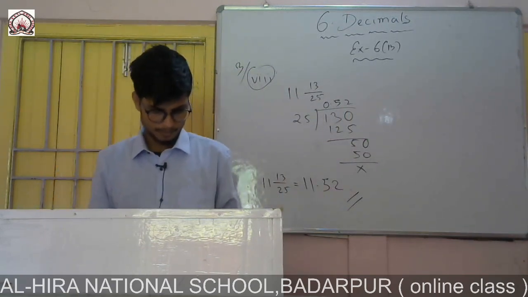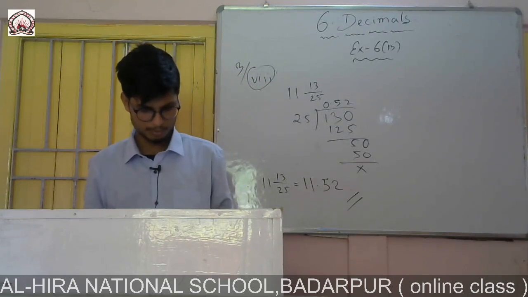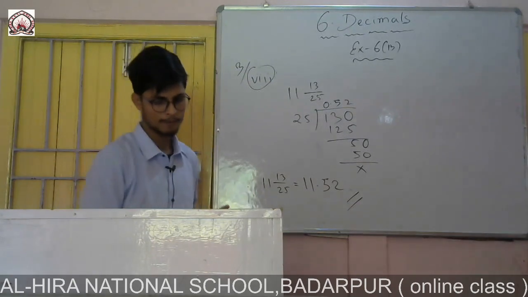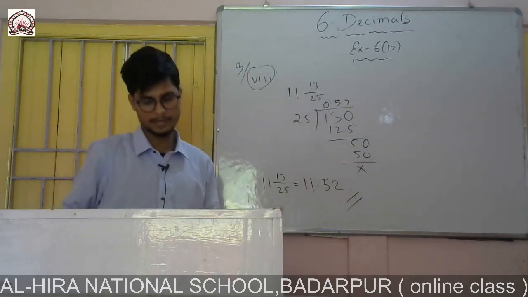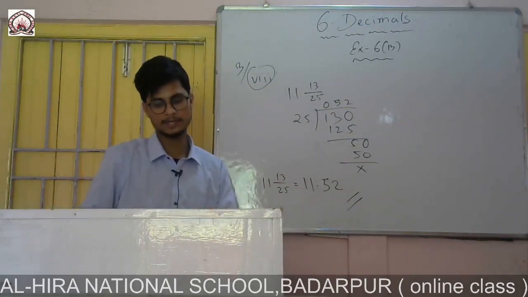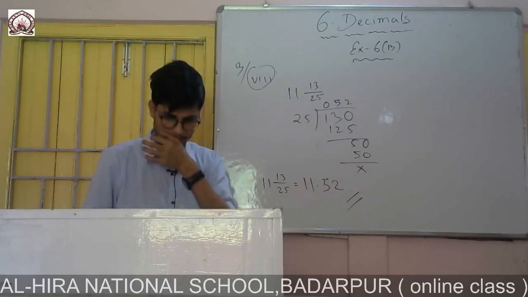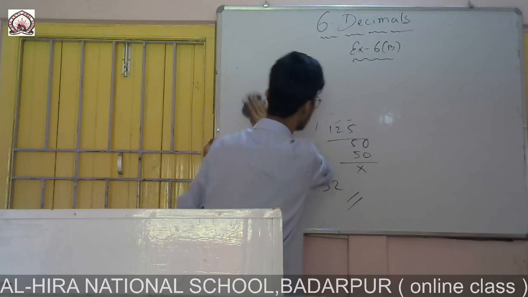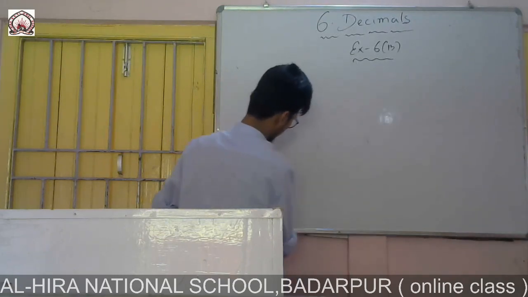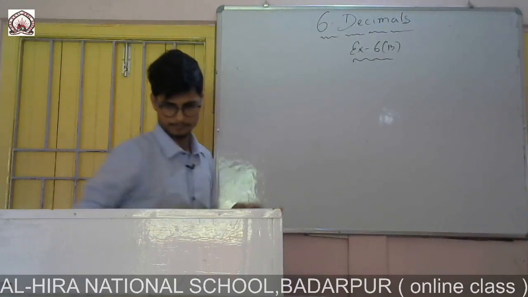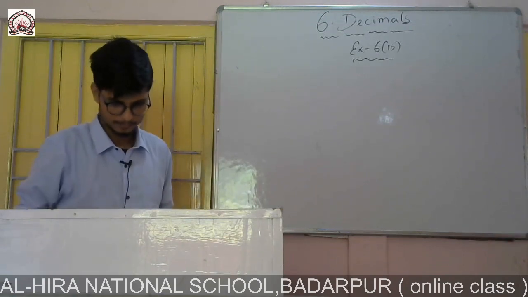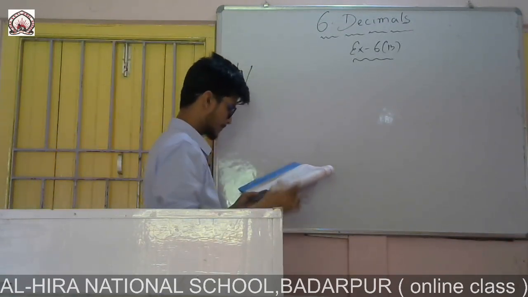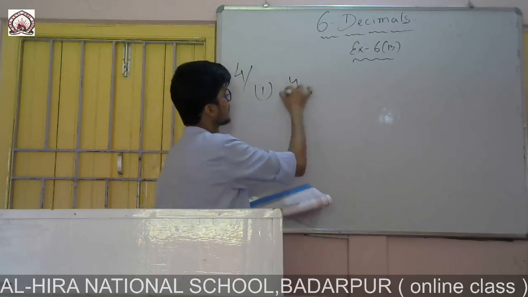Now question number 4. Change the following fractions to decimals by changing denominators to 10 or multiples of 10. So you are to convert the denominator to 10 so that you can write it in decimal form. This is very easy. I will show you. You can do it easily.